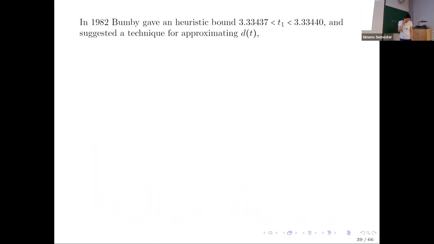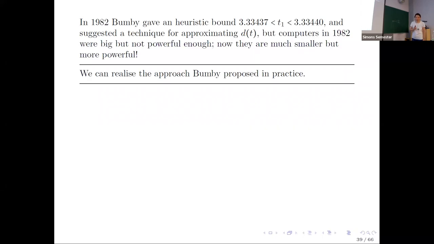The method was first introduced by Bombieri in 1982, and he also estimated the first transition point, which estimate we confirm, and we get a little bit of improvement on it. And we are using the same method, but with our technology.